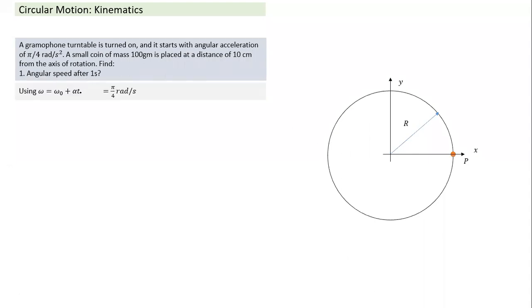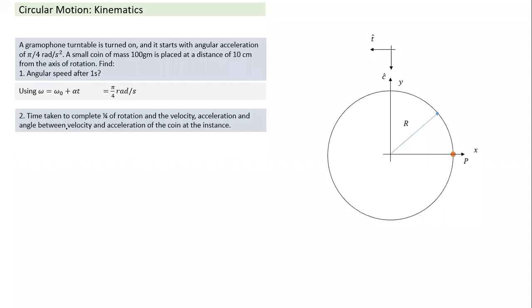What is the angular speed after 1 second? And then we also calculated the time taken to complete 1/4 of the rotation. How much time would it take when the coin moves from here to here? Using simple angular displacement, which has to be pi by 2, we calculated 2 seconds. And when it comes here, we can calculate some other instantaneous linear parameters.